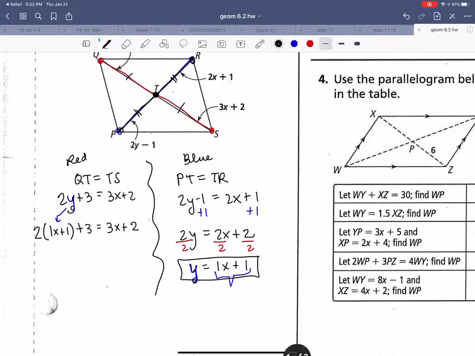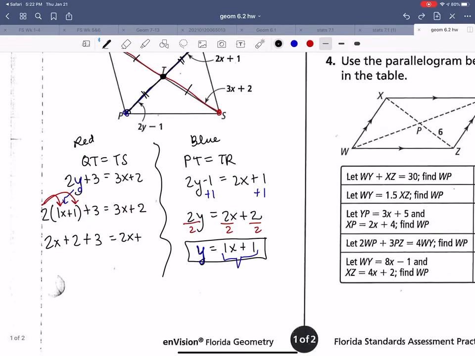Okay. So now I can clean this up and figure out what is x and what is y. I've got 2 times 1x is 2x, plus 2 times 1 is 2. And copy the rest of the problem. Okay. Oh, I copied that down wrong. All right, now it's starting to look like a problem we've been working on, right? We can clean this up.